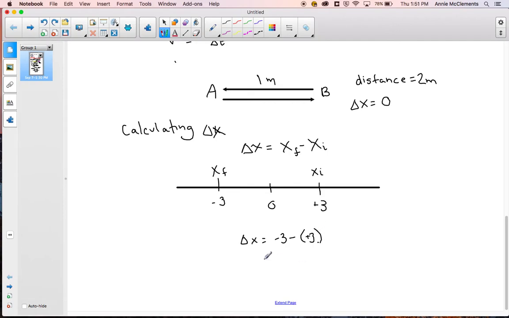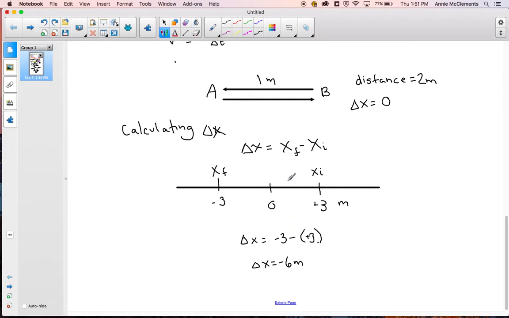Right? So your change in position, let's say these are meters, is negative 6 meters, okay? Pretty straightforward, right?